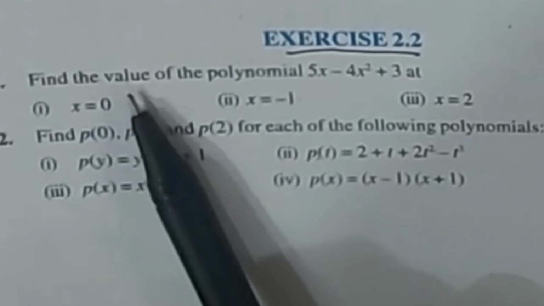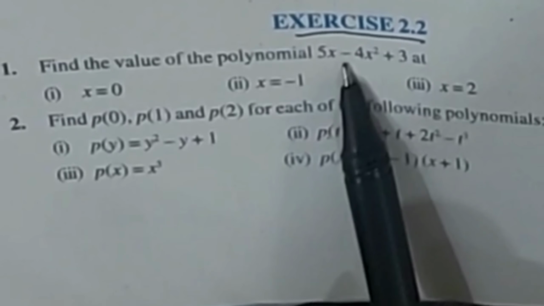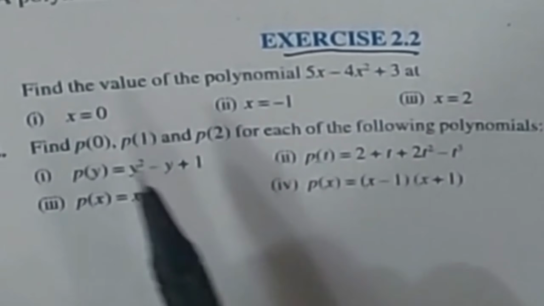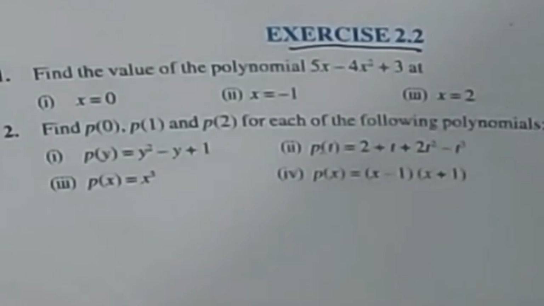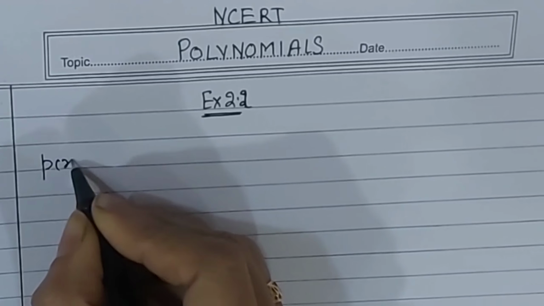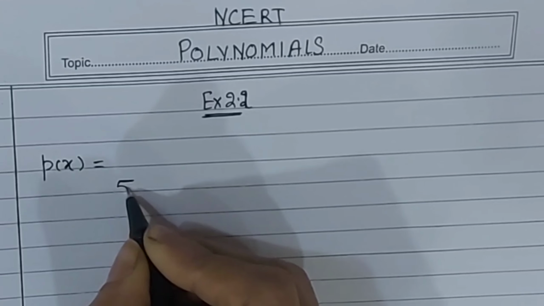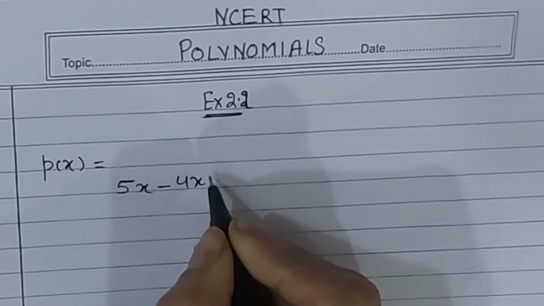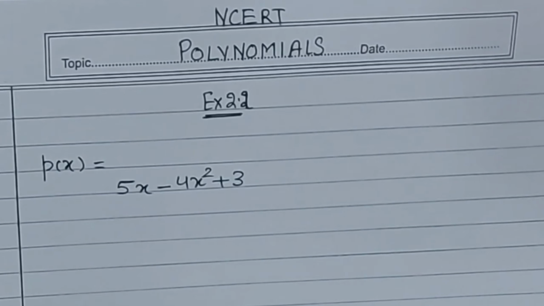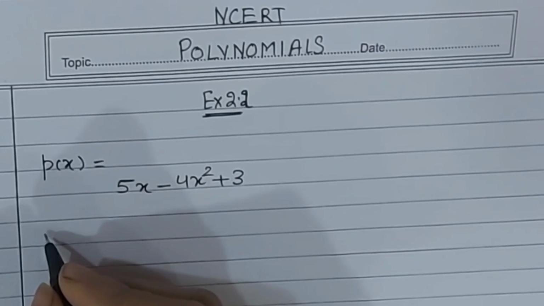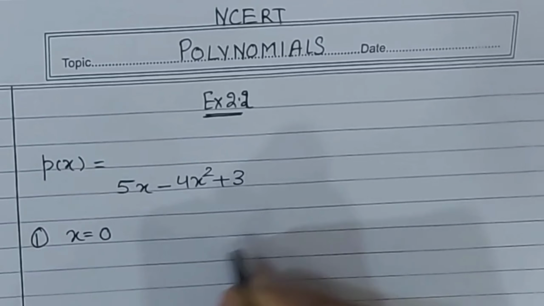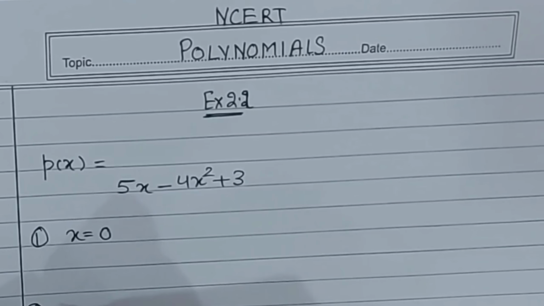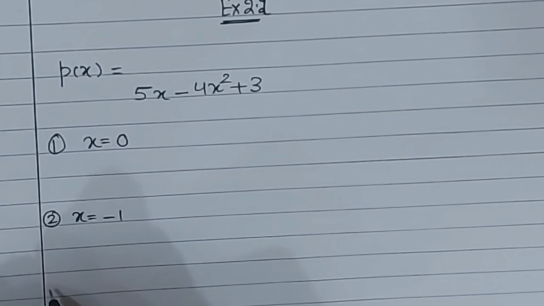First question says find the value of the polynomial 5x minus 4x square plus 3 at x is equal to 0, x is equal to minus 1 and x is equal to 2. So in this question the polynomial is 5x minus 4x square plus 3. We have to find the value of the polynomial when x is equal to 0, when x is equal to minus 1 and when x is equal to 2.